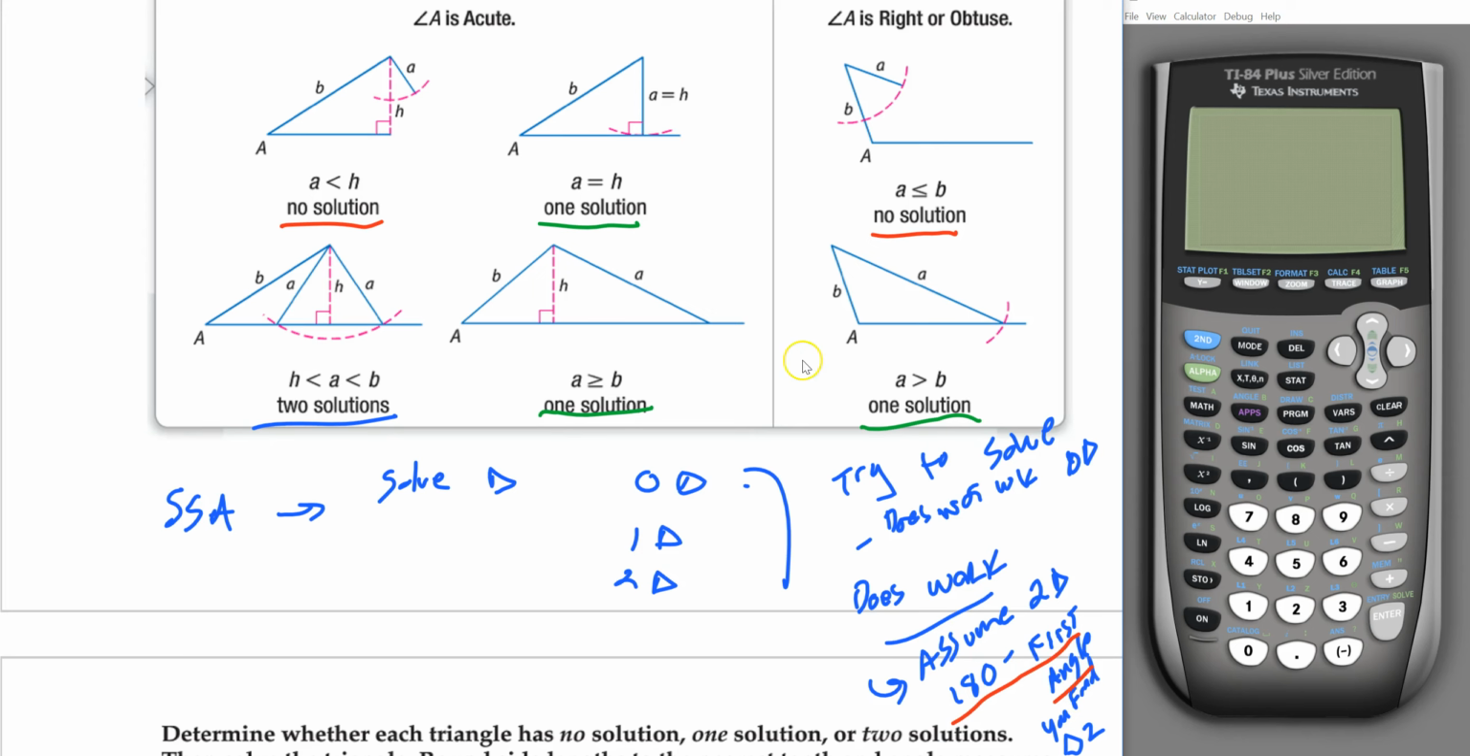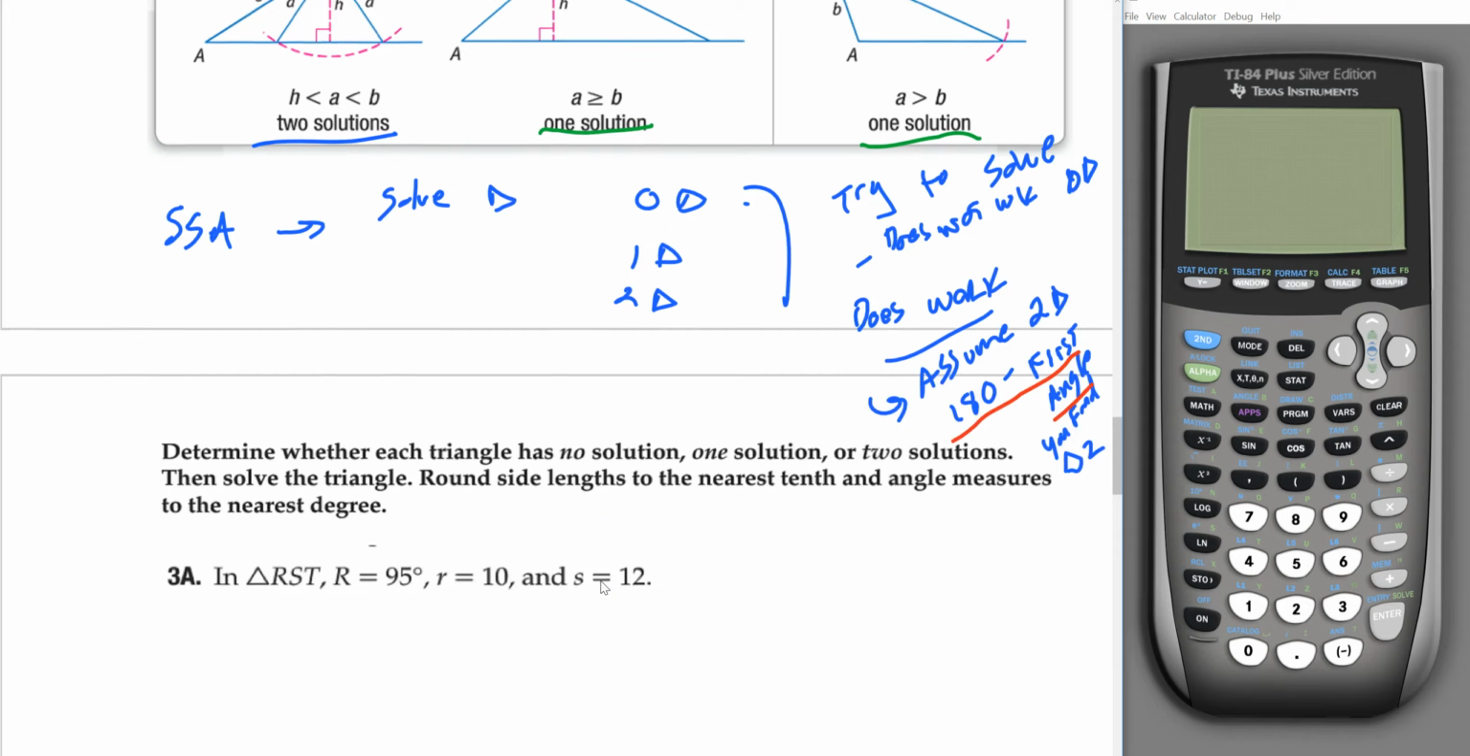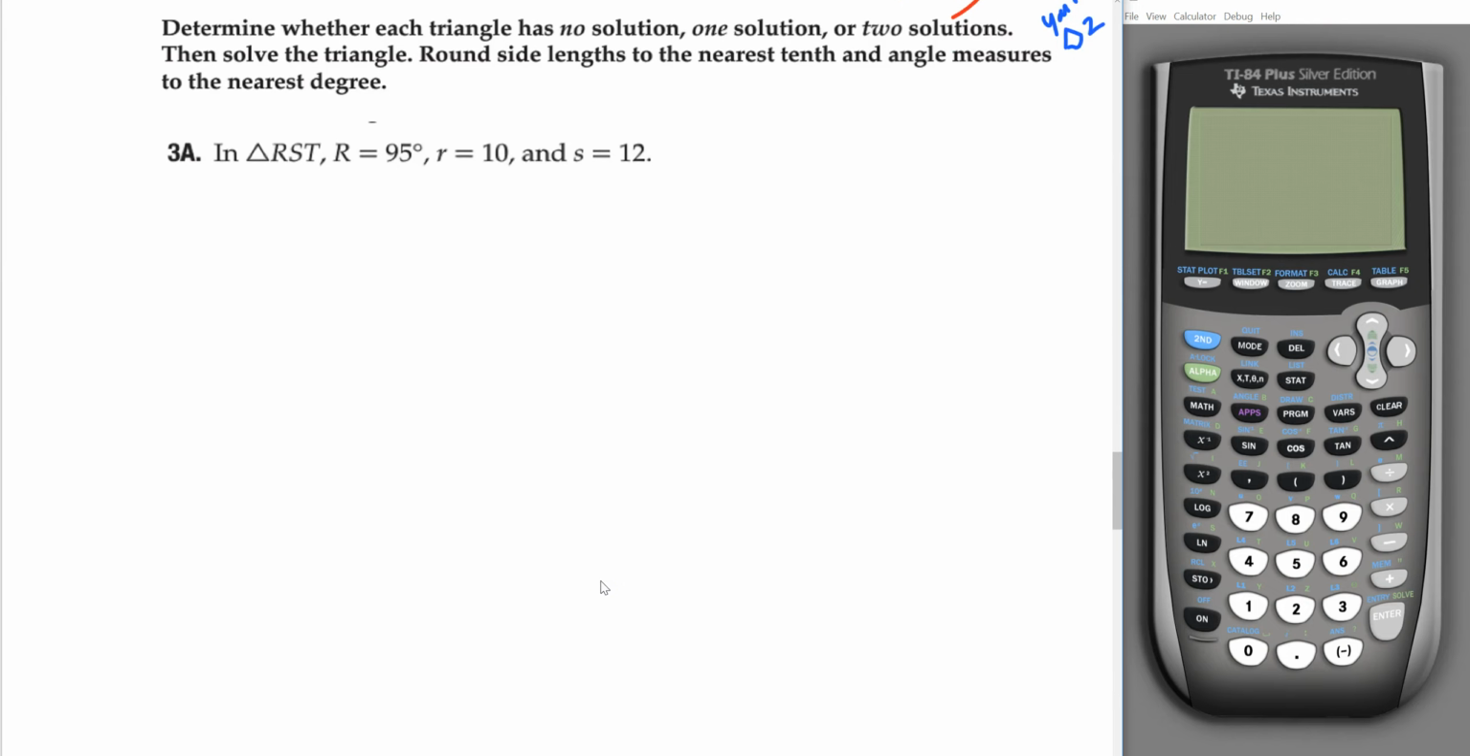I know it's a lot. We're going to do some examples. Hopefully it'll all make sense. So again, determine whether each triangle has 0, 1, or 2 triangles, then solve the triangle. I'm actually going to do that last, because I think the book tells you to do it first. That's an extra step that's not worth it. Let's just solve it. Let's see what happens.